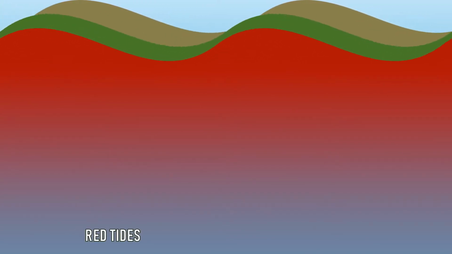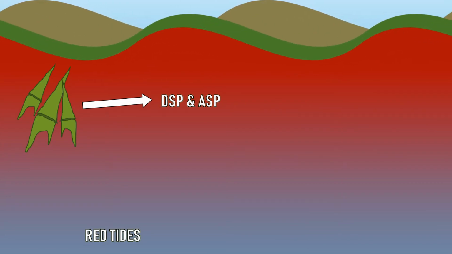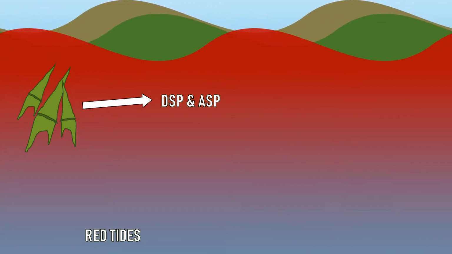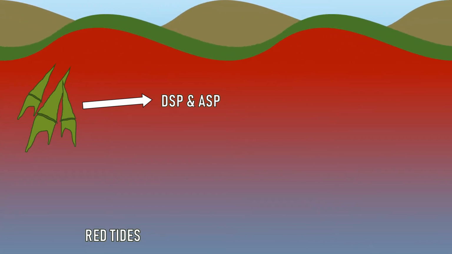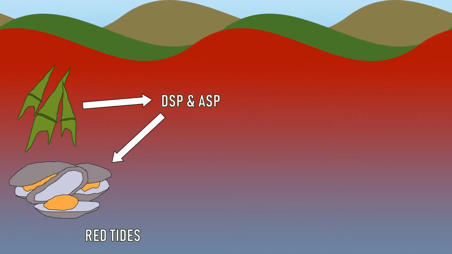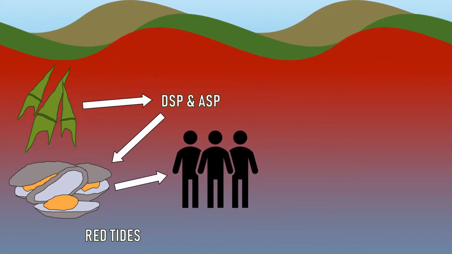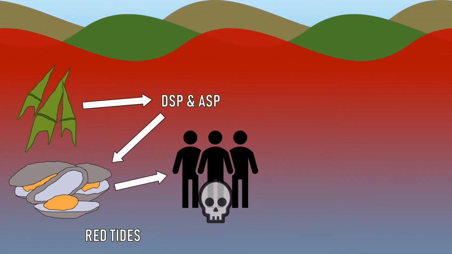Red tides with toxin-producing species can cause outbreaks of illnesses such as diuretic shellfish poisoning and amnesic shellfish poisoning. Shellfish are contaminated by toxins produced in harmful algal blooms, and when ingested can result in symptoms ranging from mild discomfort to death in extreme cases.